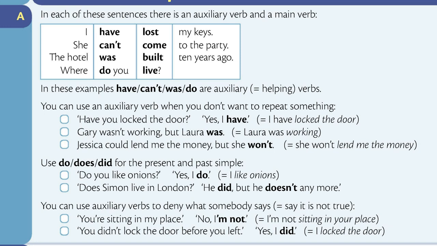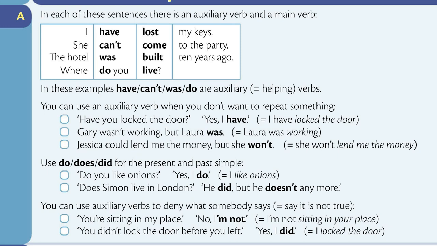Use do, does, did for the present and past simple. Do you like onions? Yes, I do. Does Simon live in London? He did, but he doesn't anymore.